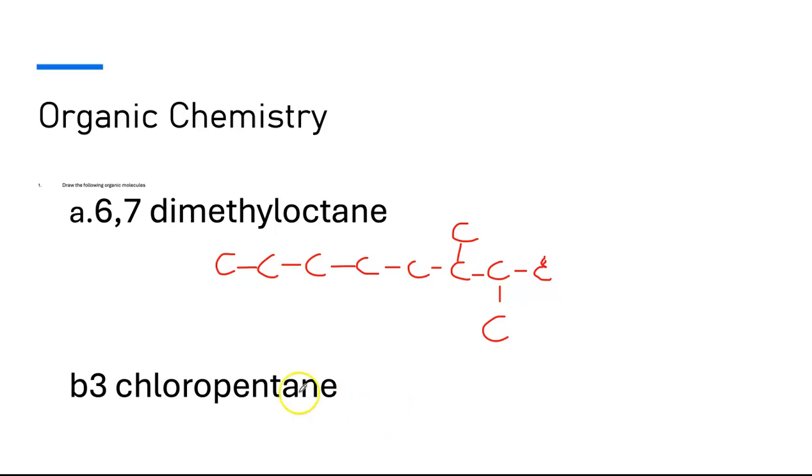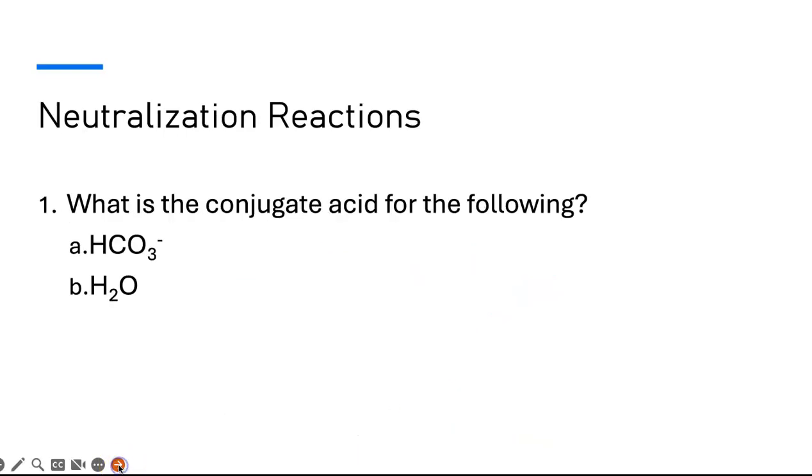The second one was chloropentane, so again, I'm looking at my longest carbon chain is going to be 5 carbons long. And I can see that I have a chloro group hanging off of my 3rd carbon. So there you go, 3-chloropentane.